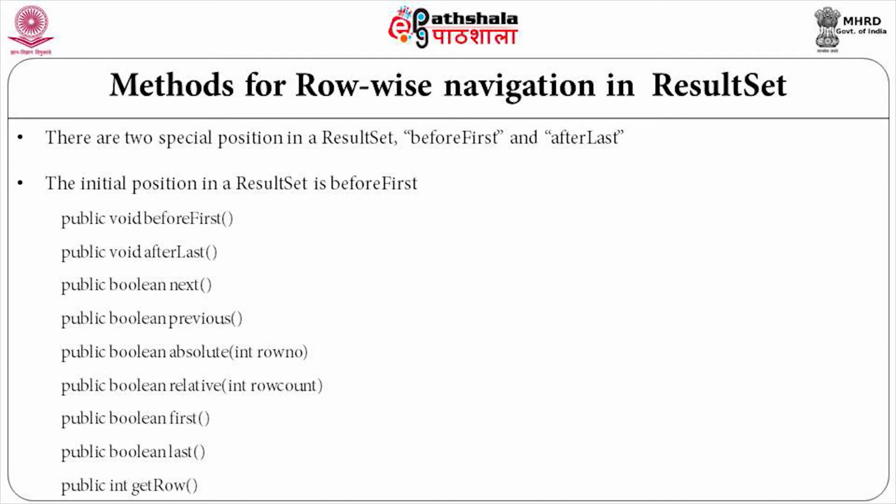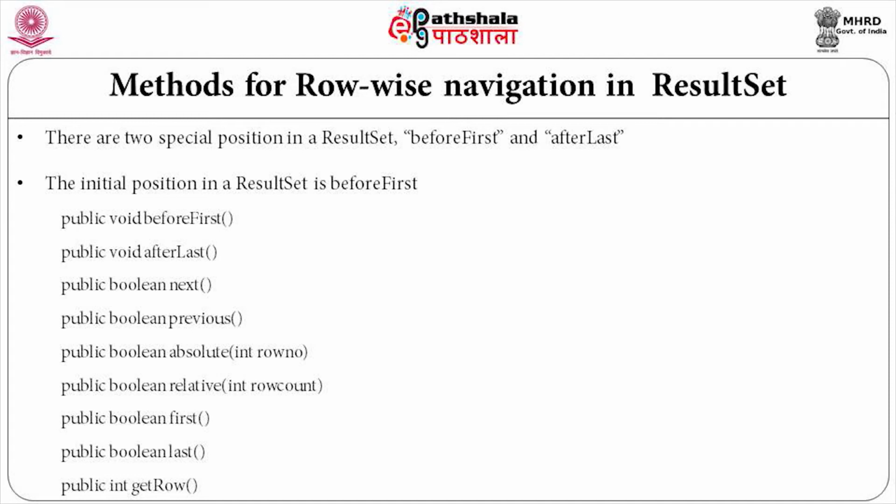And then we also have methods called beforeFirst and afterLast to move to those special row positions. Before first is one special position, after last is another special position. So all these are methods for row-wise navigation within the result set.